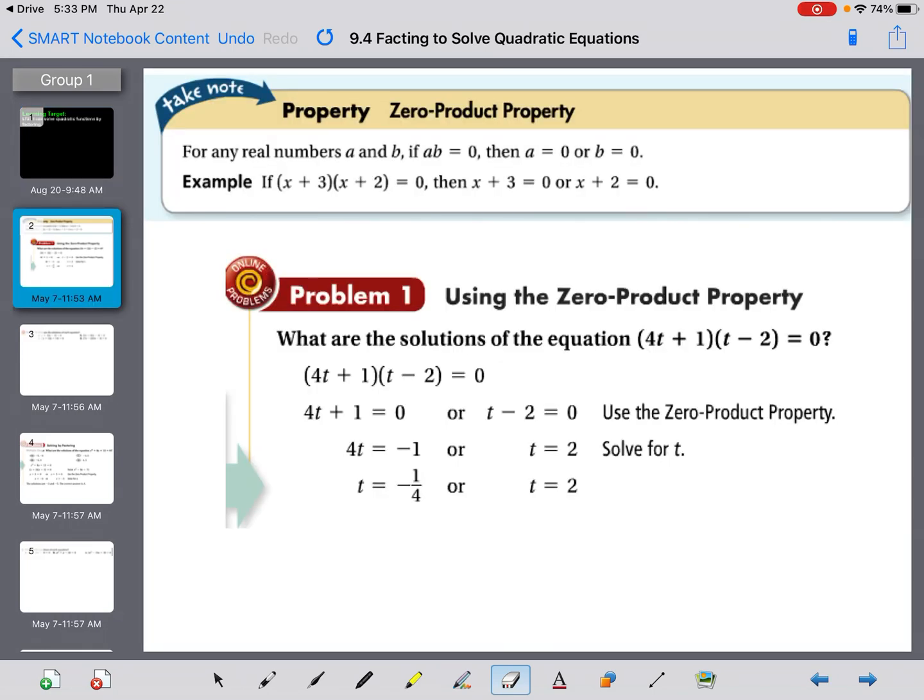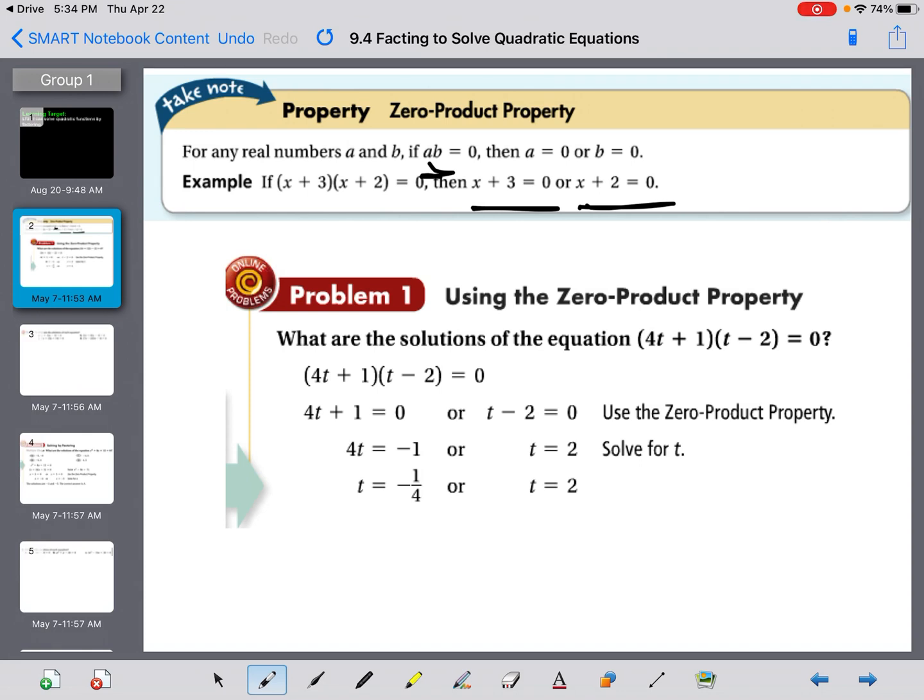Okay, the first one gives you this property called the zero product property. Remember that product means multiplication. So what this is saying is that if I multiply any two numbers together, they're just calling them A and B, any two numbers or any two binomials and they equal 0, then one of them has to also equal 0. The only way to get a 0 as an answer is to multiply something by 0. So if they give us x plus 3 times x plus 2, then one of them, either x plus 3 has to equal 0 or x plus 2 has to equal 0.